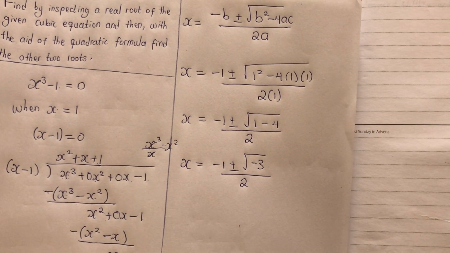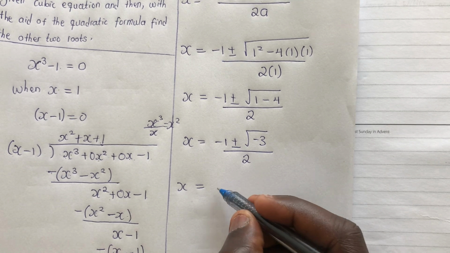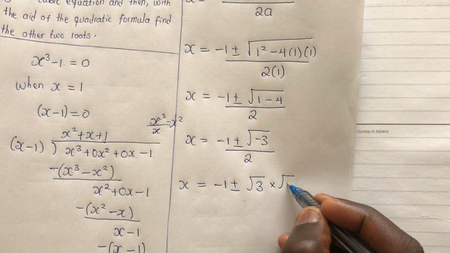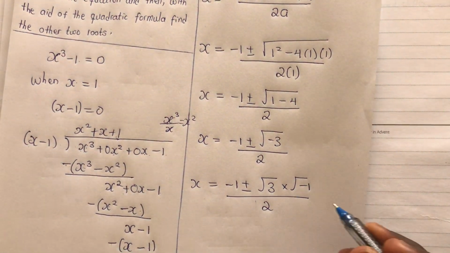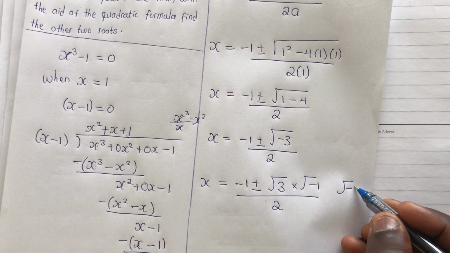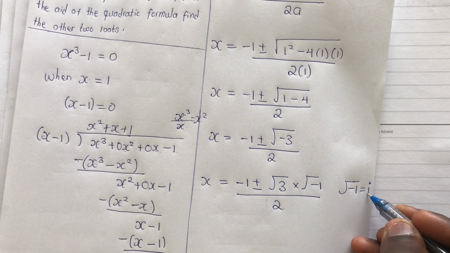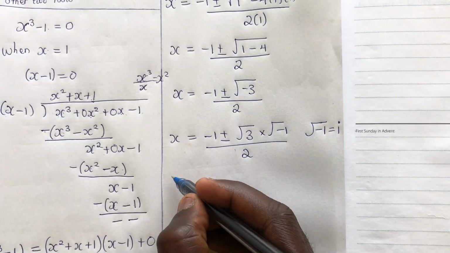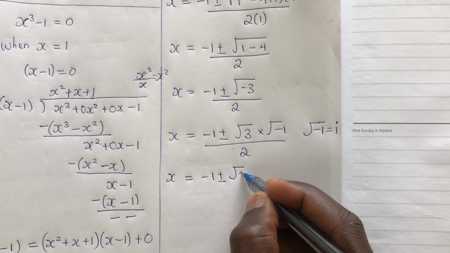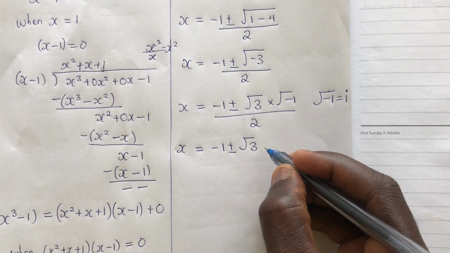Then I always explain this, that the negative square root you have here is the same as x equal to negative 1 plus or minus root of 3 times root of negative 1, all divided by 2. You can skip this step, there is no need. But remember that root of negative 1 is the same as what? I. And this is what we call the imaginary unit. So we substitute it here. So therefore we have x equals negative 1 plus or minus root of 3. Now substitute root of negative 1 with what? I. So let's put it here.